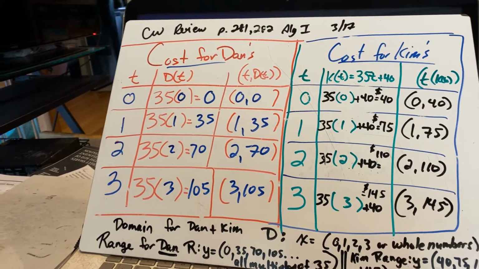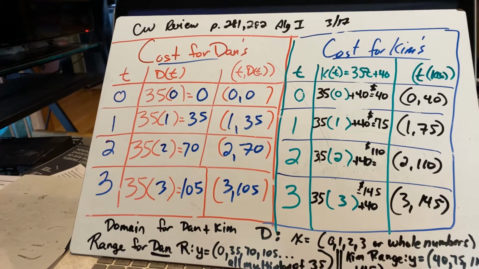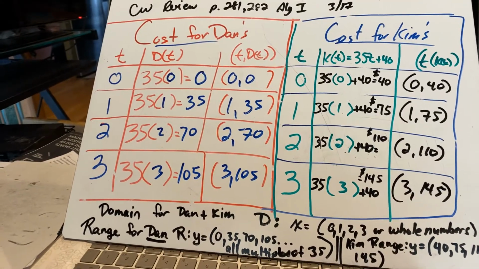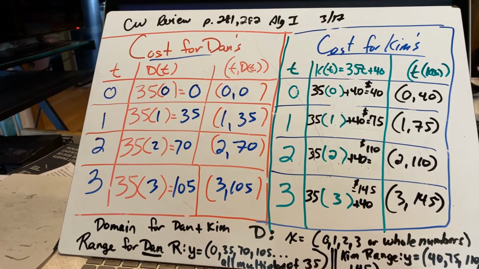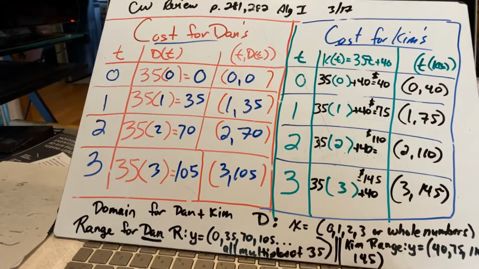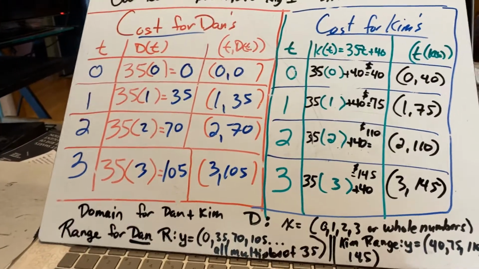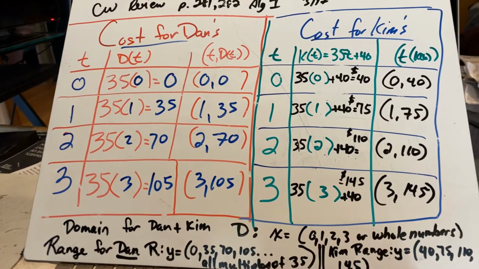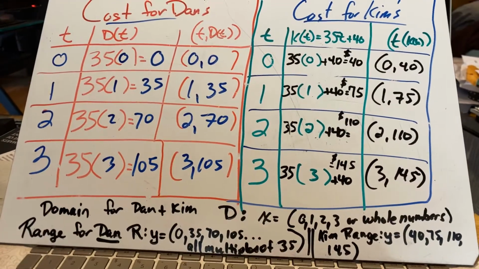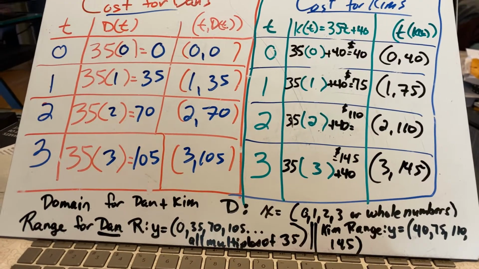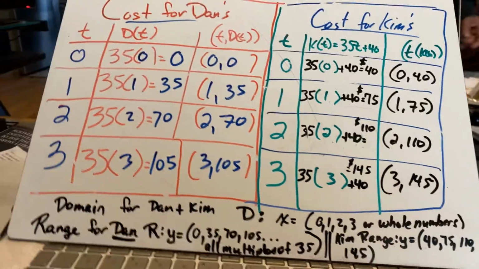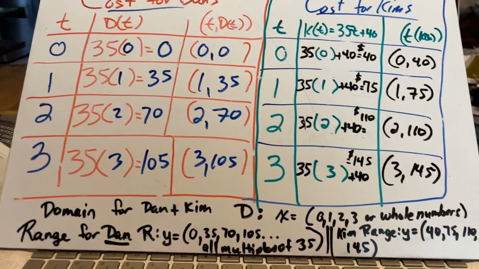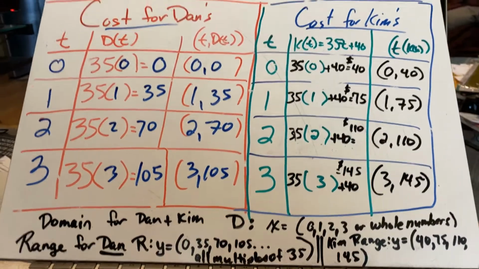Again, this was assigned page 281 and 282 in your workbook. So you're given two tables, and you have two companies, Dan's and Kim's Plumbing. We want to compare the cost for the two companies, and then we're going to make some comparisons later on. Again, we're on page 281 in your workbook.